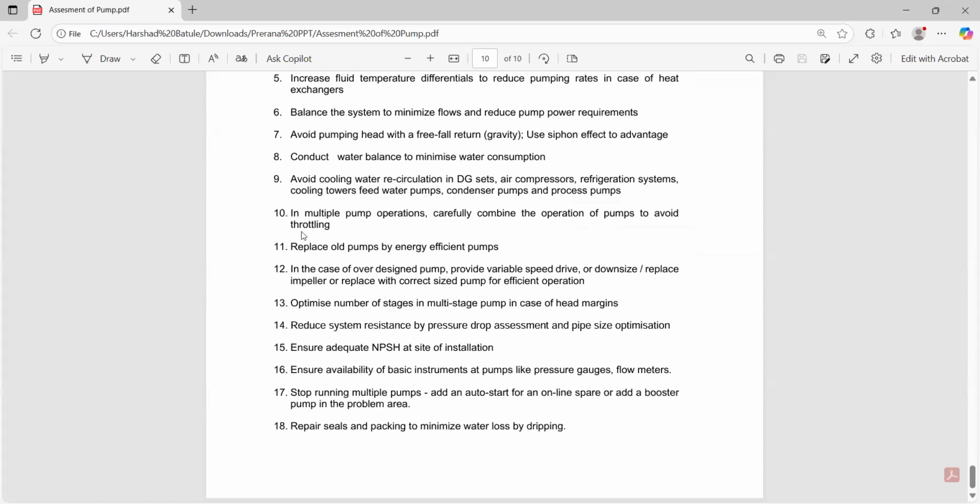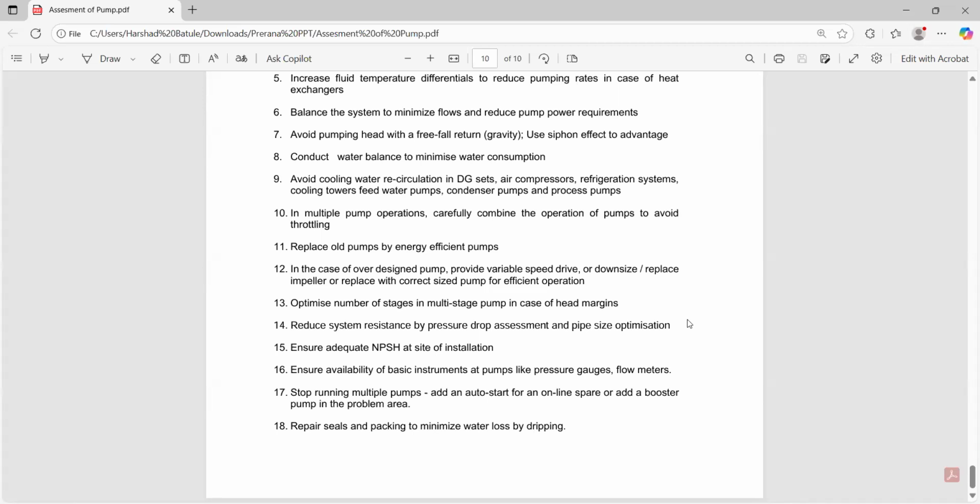In the case of an over-designed pump, provide a variable speed drive, downsize or replace the impeller, or replace with the correct size pump for efficient operation. We have seen the example. Optimize the number of stages in a multi-stage pump in case of head margin. What happens in a boiler feed pump? Multi-stage means your pressure requirement is tremendous. In boilers, the pressure requirement is around 400 meters, so your pump operates at 400 meters. You need to provide that 400-meter head.